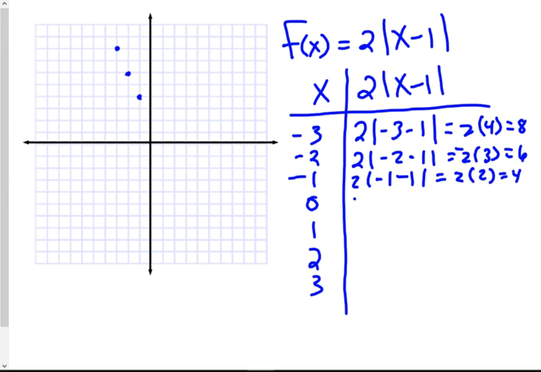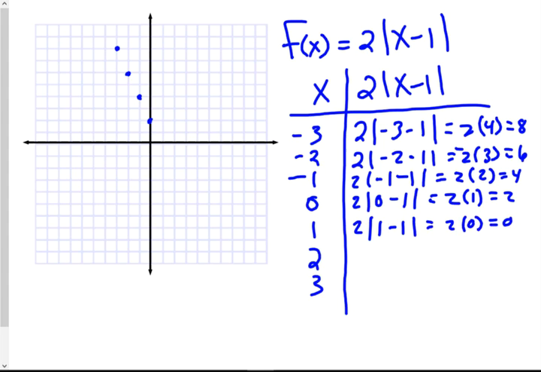And then 0, 2 times absolute 0 minus 1 is going to be 2 times 1, because negative 1 absolute is 1. So 2 times 1 would be 2. And then positive 1 is going to be 2 times absolute positive 1 minus 1, which is 2 times 0, which is 0. So 1, 0.